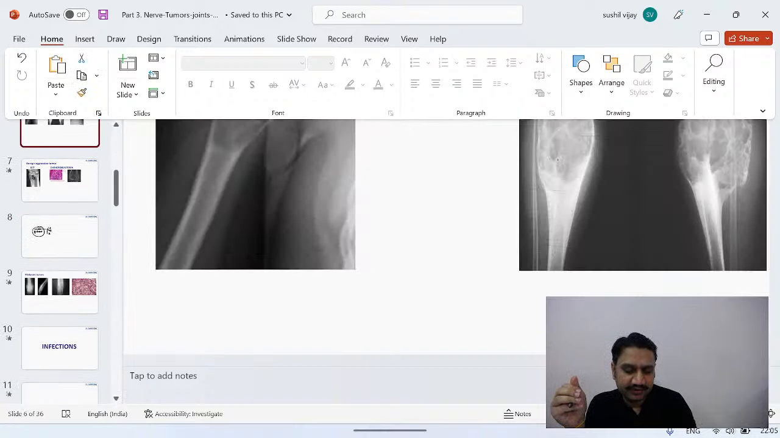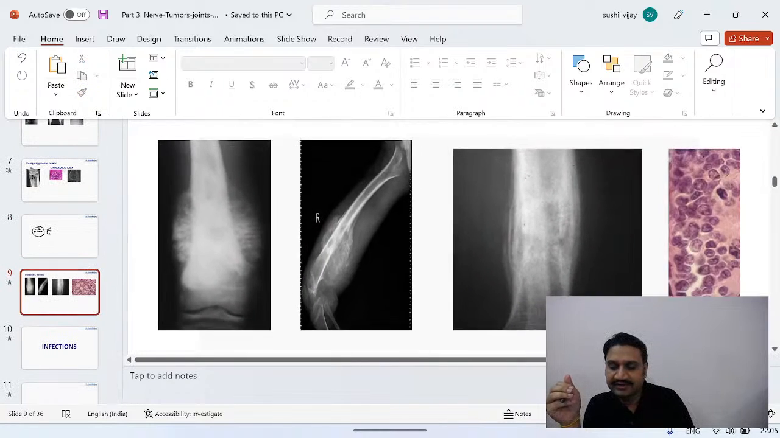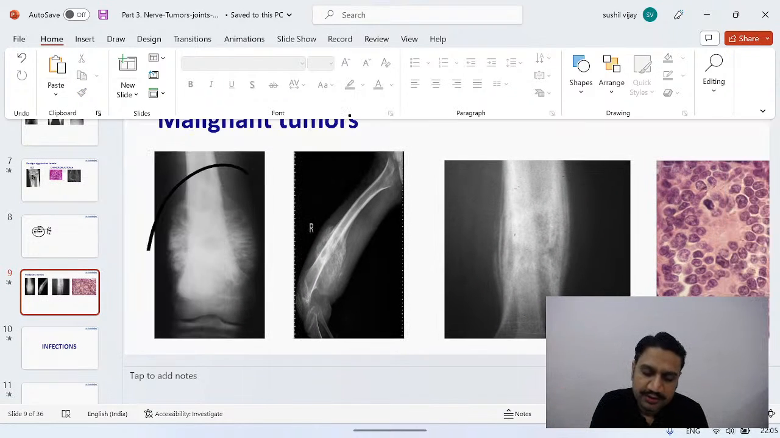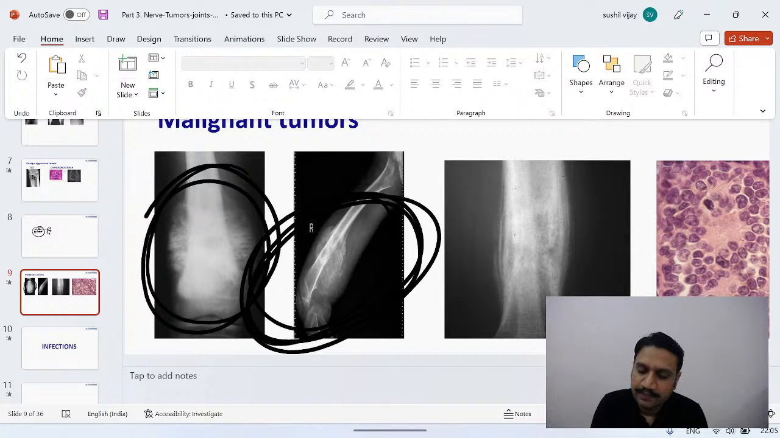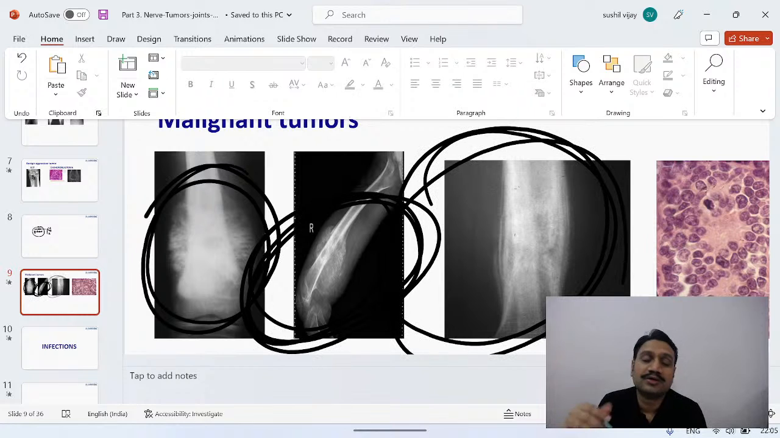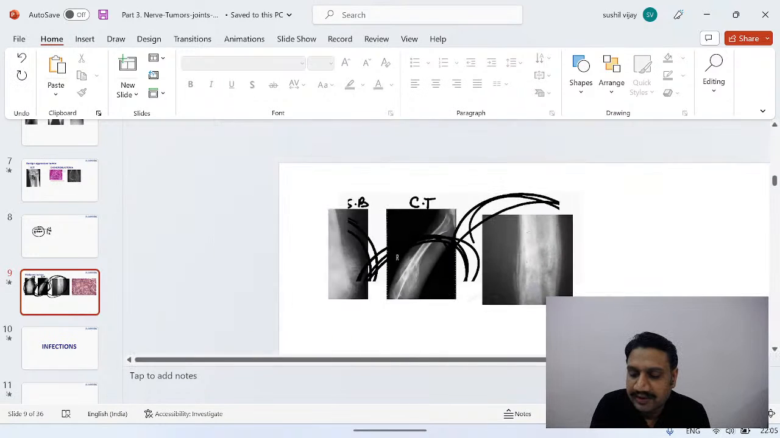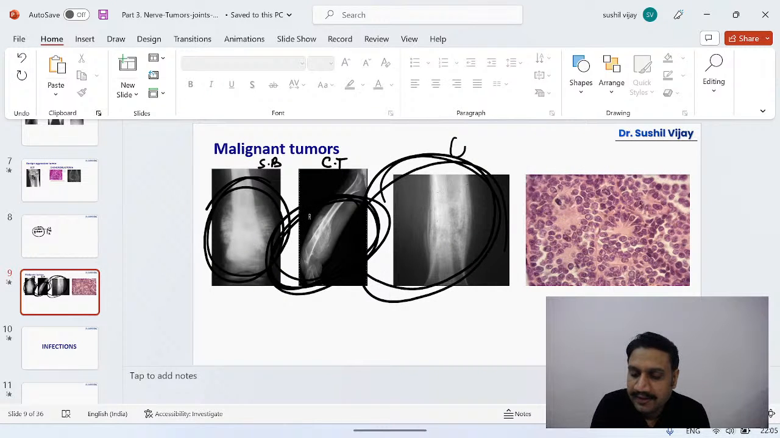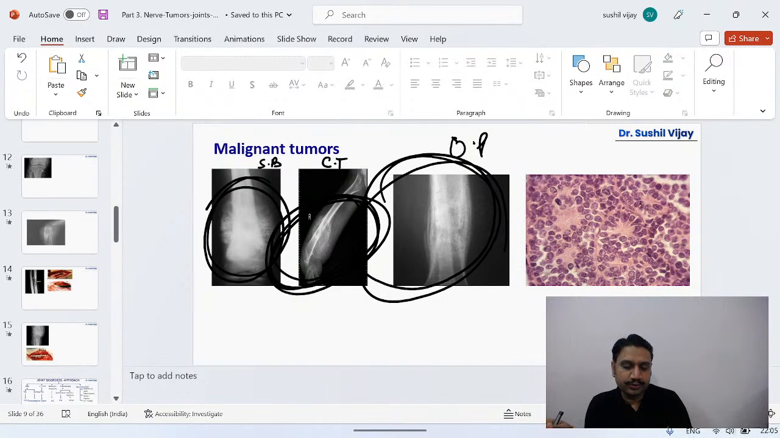Then we have these two tumors which I want to show you. This one will be the sunburst appearance, Codman's triangle in picture number 2, and this is what you call the onion peel or lamellated appearance. So these are the three most important ones: the sunburst appearance, the Codman's triangle, and the onion peel or lamellated appearance, Ewing sarcoma. Okay. Now let me show you about the infection.